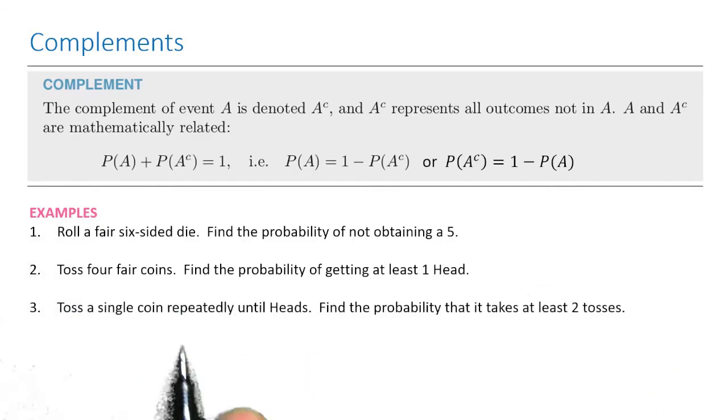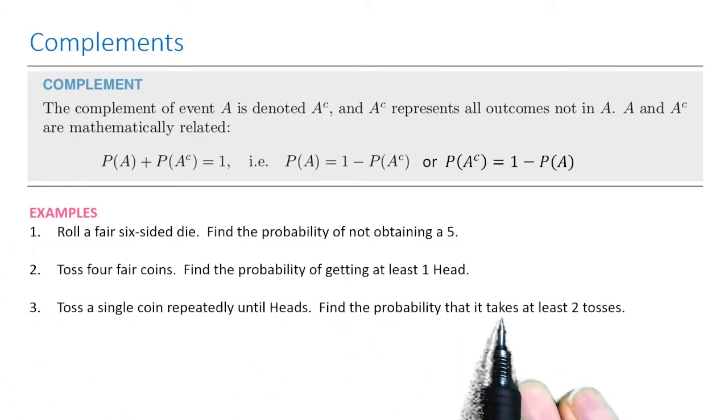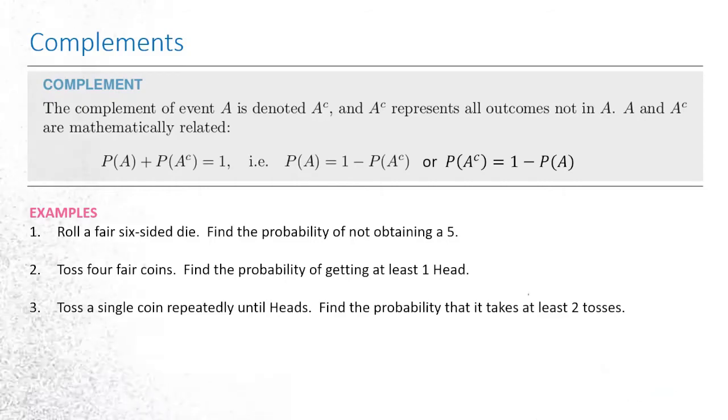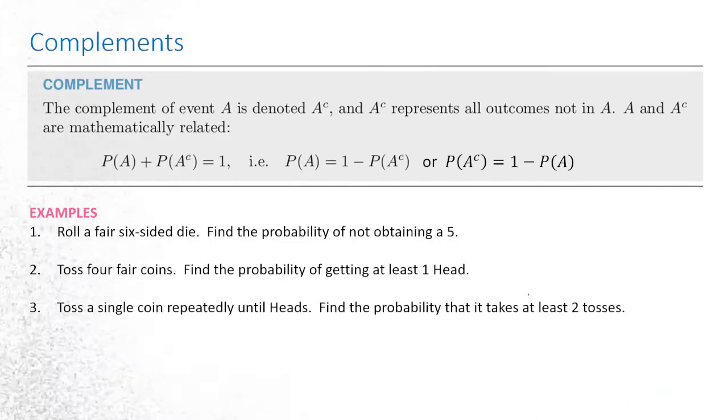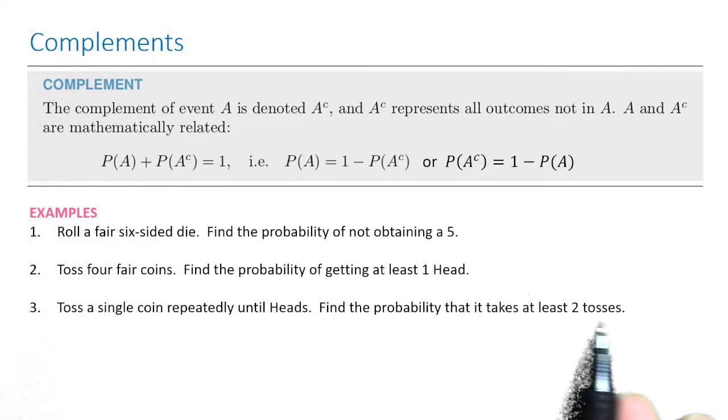Okay, let's look at this next one. Toss a single coin repeatedly until heads. Find the probability that it takes at least 2 tosses. Well, this is rather complicated because there are a lot of ways that it could take at least 2 tosses. It could take exactly 2 tosses, or exactly 3, or exactly 4, or 5, or 6, or 7, or any number of tosses greater than or equal to 2. There's an infinite number of possibilities that constitute this event. So computing this probability would involve considering an infinite number of possibilities. That's crazy, right? That's really hard.